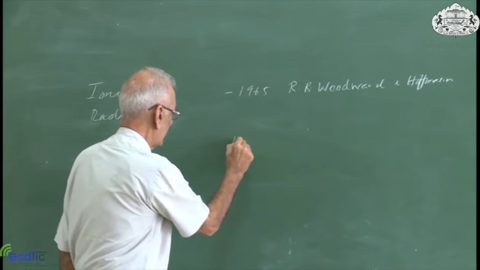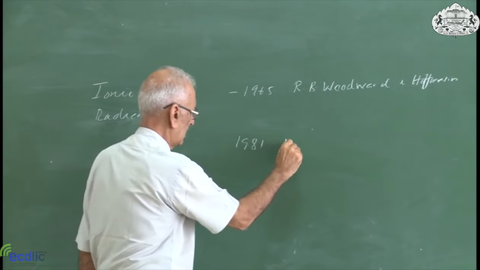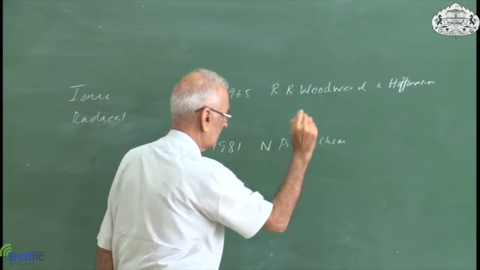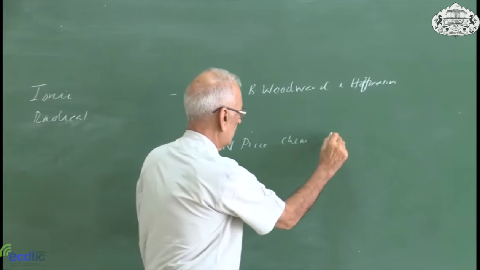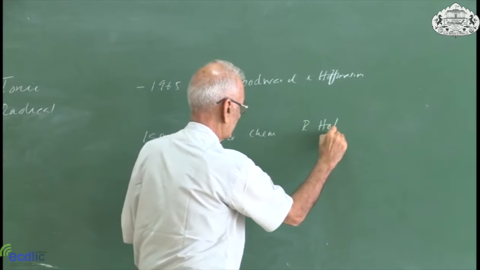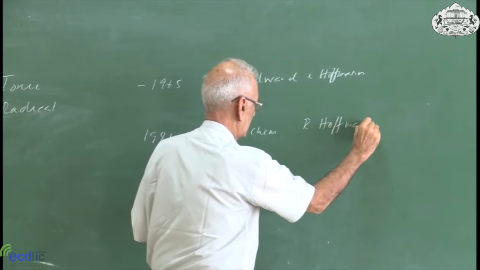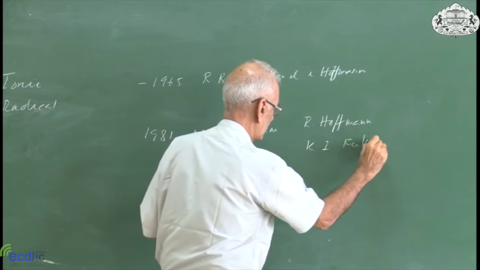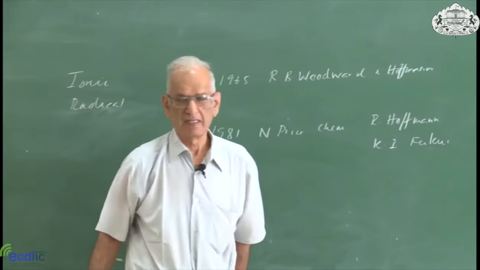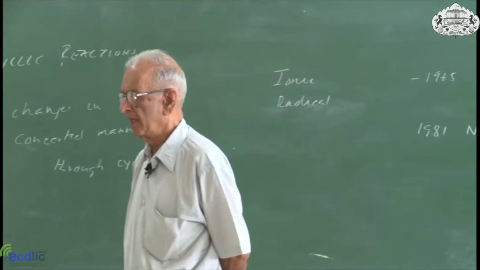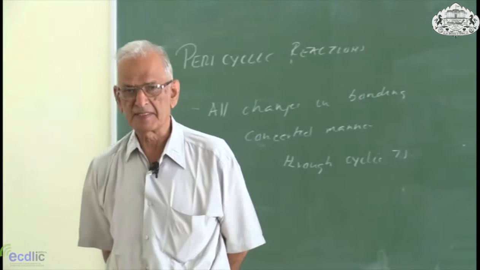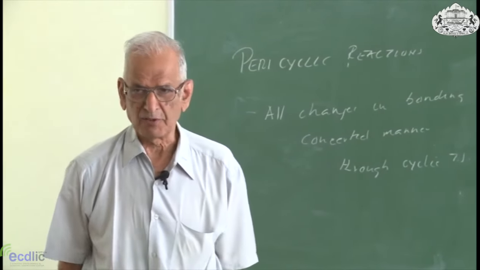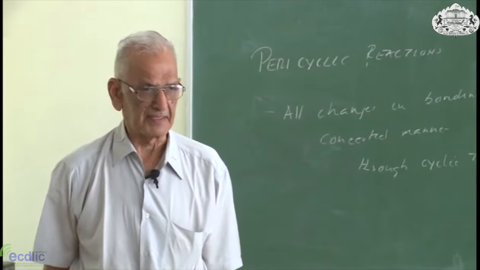And the 1981 Nobel Prize in Chemistry was shared by Roald Hoffmann and Kenichi Fukui. Woodward was not part of the Nobel Prize because in 1965 he had been awarded the Nobel Prize for his work in synthesis.